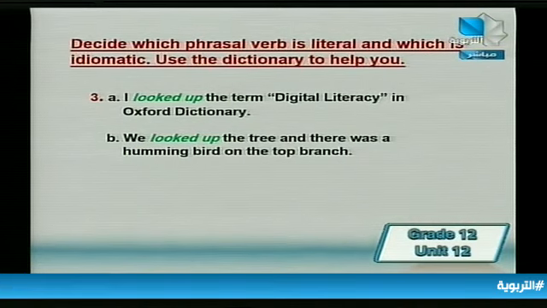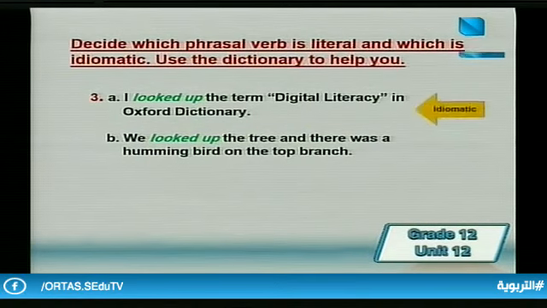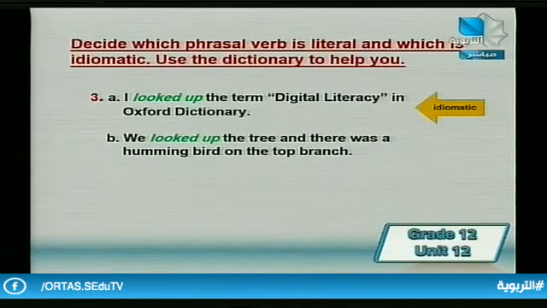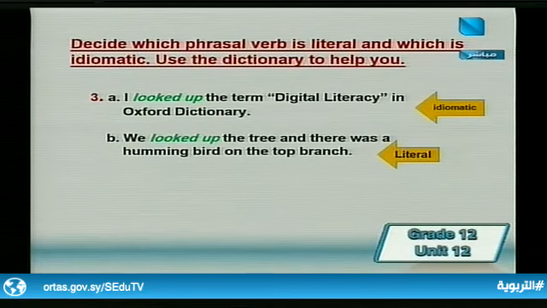Actually, we have more examples, Ms. Wala, to identify the classification of literal and idiomatic meanings. Yes, please. I looked up the term digital literacy in Oxford University dictionary. Here we have a phrasal verb, looked up. It has an idiomatic meaning here. It means to search for information from a dictionary. So not look up like raising your head or eyes, but to check. And the second one? We looked up the tree and there was a hummingbird on the top branch. Here, looked up has a literal meaning. So here I'm looking up, means I'm raising my eyes up. Very nice indeed. Thank you.